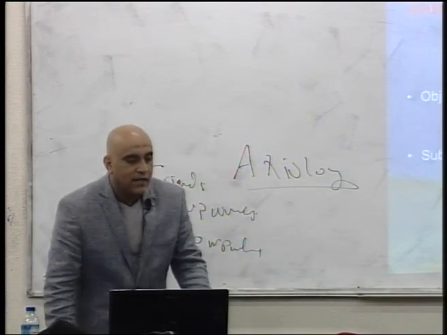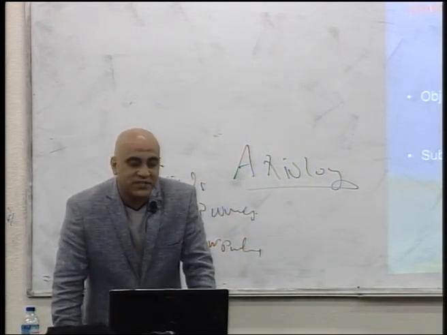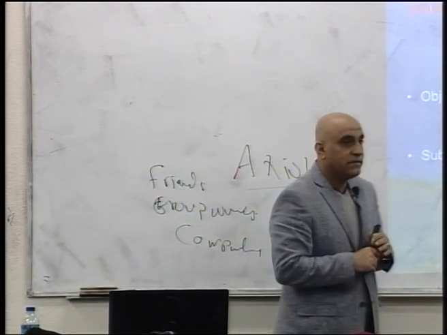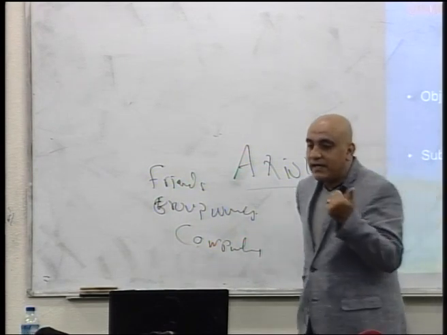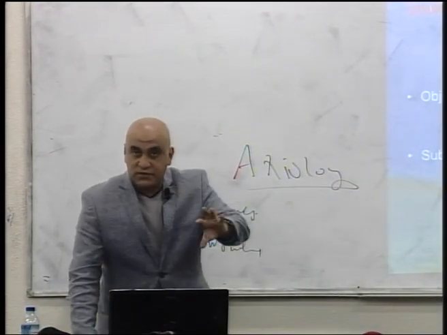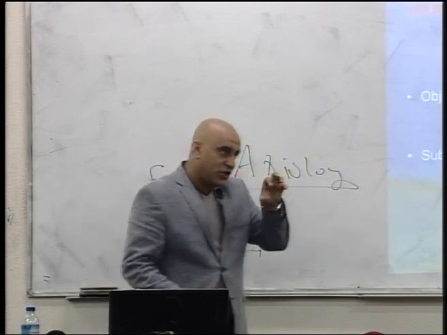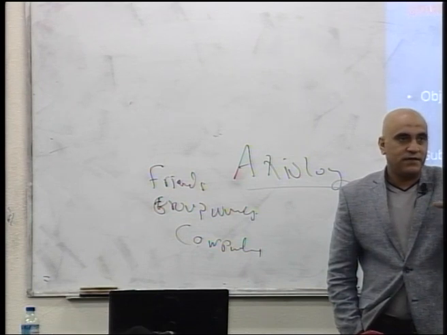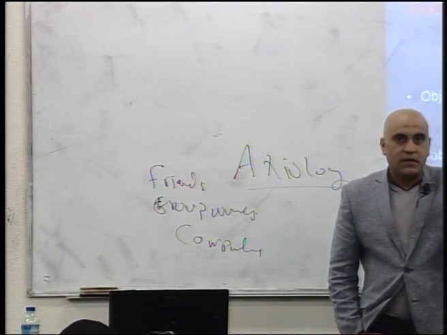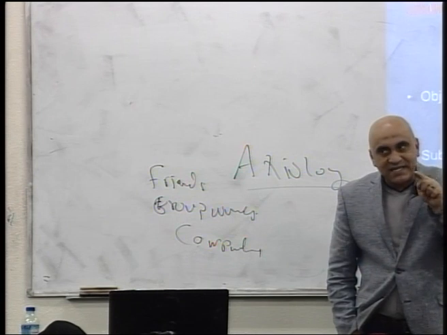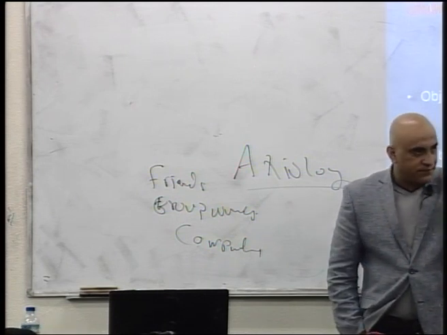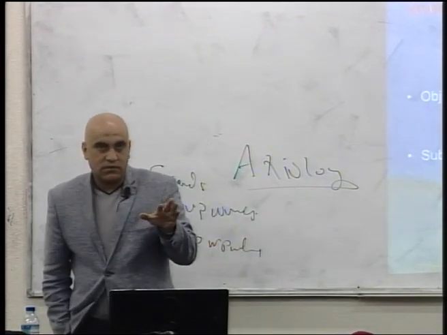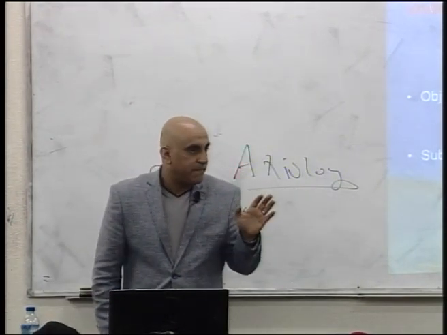Aspects of ontology. We have objectivism, or objective, and subjective. Let's go back to the question. The word ontology comes from the Greek word ontos. Ontos means the being. So it's the science of being or the science of existence, meaning the science of existence, or the science of reality.